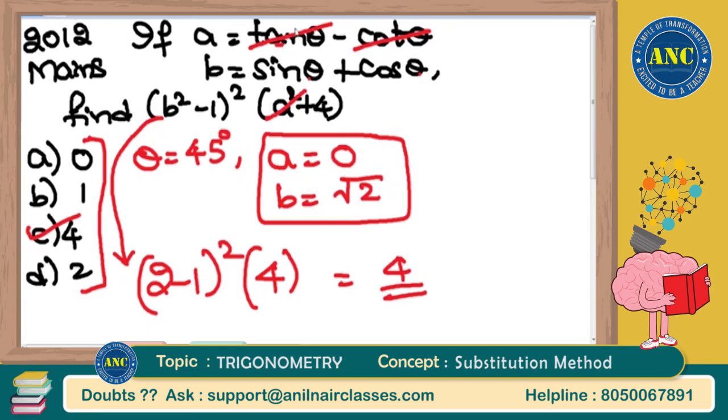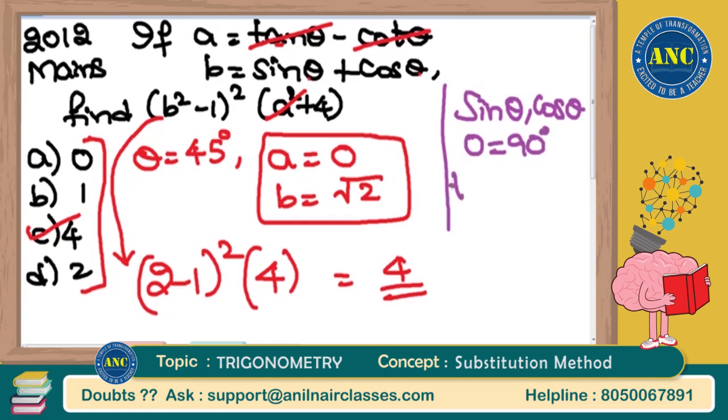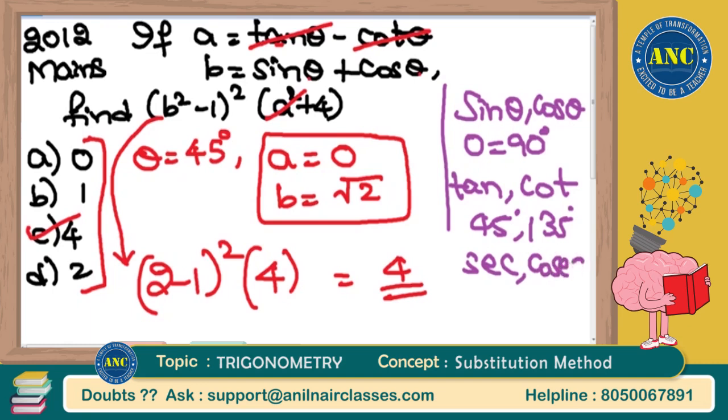When you don't have angles in the answer option, for sin and cos make use of 0 or 90 degrees. For tan and cot make use of 45 or 135 degrees. For secant and cosecant make use of 45 degrees. It is not always like this, but in most of the cases these values will satisfy so beautifully. Original question which came in 2012 in your main examination.